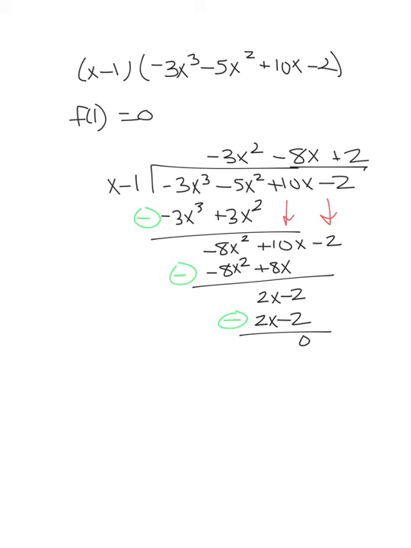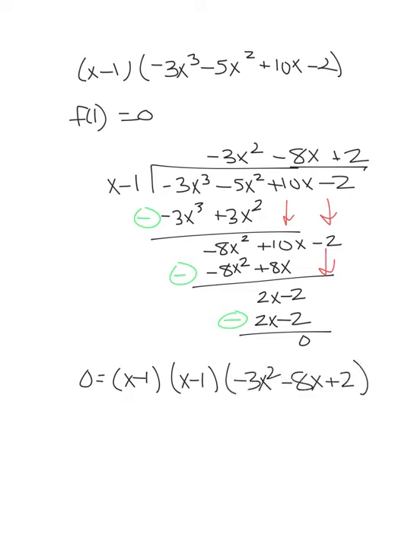So here's the answer with all of the work shown. I guess I didn't show what I was doing here, bringing that negative 2 down, but you get the point. So basically what we're left with is 0 equals the original x minus 1, this new x minus 1 that we just got, and the negative 3x squared minus 8x plus 2 factor that we just found by long division.